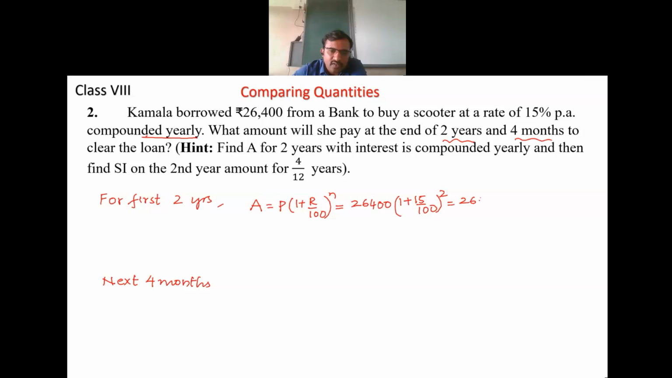So 26,400 to be multiplied to 115 by 100 into 115 by 100. Two of the zeros get cancelled. This particular thing is divisible by 4, I think.